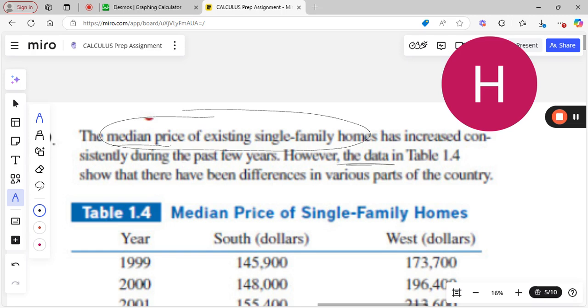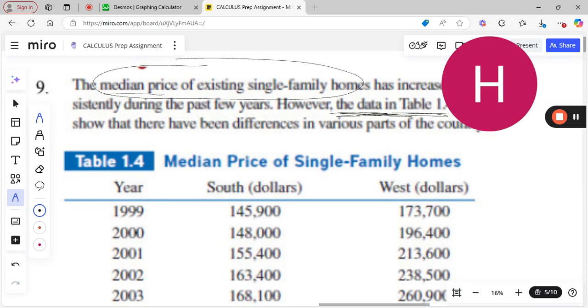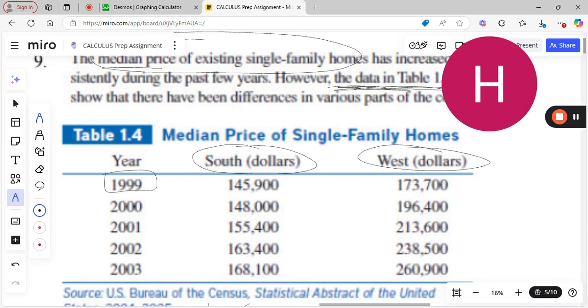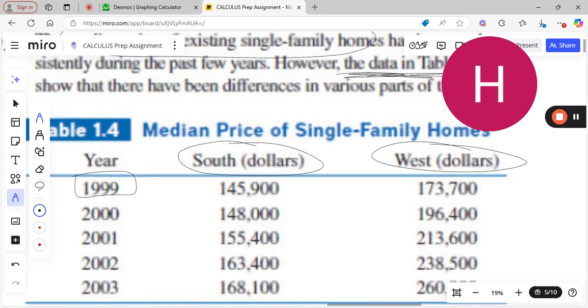However, the data in this table that we're going to use show that there have been some differences in various parts of the country. So we have the South category and we have the West category. And you'll notice, first of all, that in the same year, 1999, the median price already began differently. This one is larger in the West.